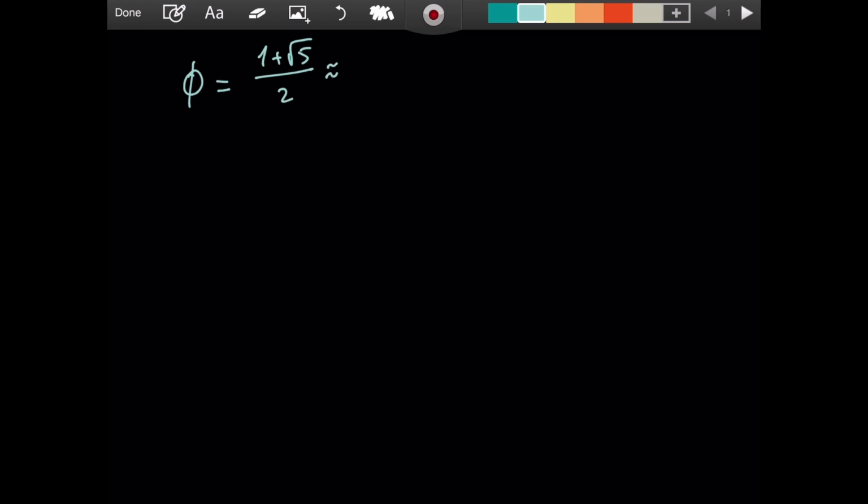And this value is approximately equal to, let me grab my calculator, so I'm typing this value. According to my calculator, this is approximately 1.618033989. But this goes on forever because it's an irrational number, and this is just an approximation. Okay, so this is the golden ratio.